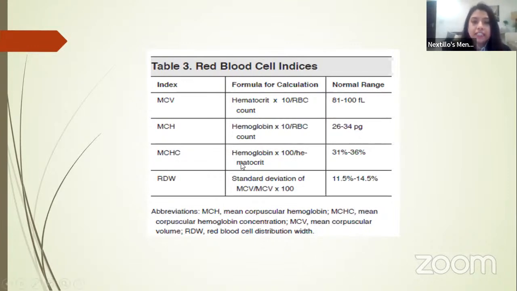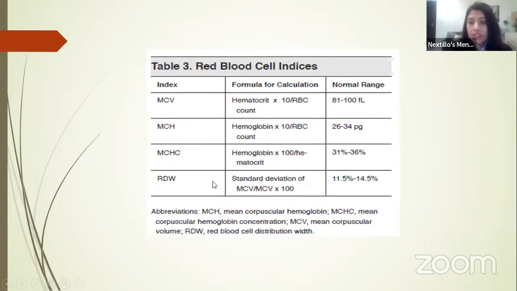Third is MCHC, mean corpuscular hemoglobin concentration. Over here, we are not focusing on a single cell, but on the entire sample as a whole. In the above two, the denominator is the RBC count. That means in a particular RBC, what is the volume and what is the hemoglobin? Whereas in MCHC, the denominator is the hematocrit, the packed cell volume. So over here, we see on average in the entire sample, what is the hemoglobin concentration.